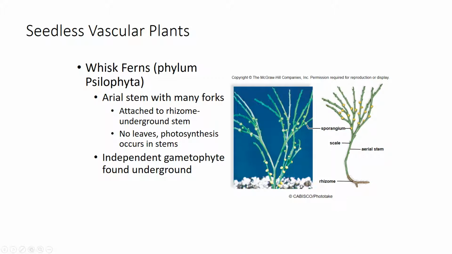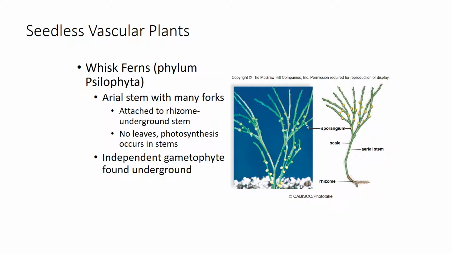Now, whisk ferns. Whisk ferns have these kind of aerial stems, okay, and they don't really have any leaves. The photosynthesis occurs totally in the stems. Okay. And then you have independent gametophytes underground, and you find these out in Arizona, Texas, Louisiana, Hawaii, okay, really all over the United States. Okay, so those are typical types of ferns.